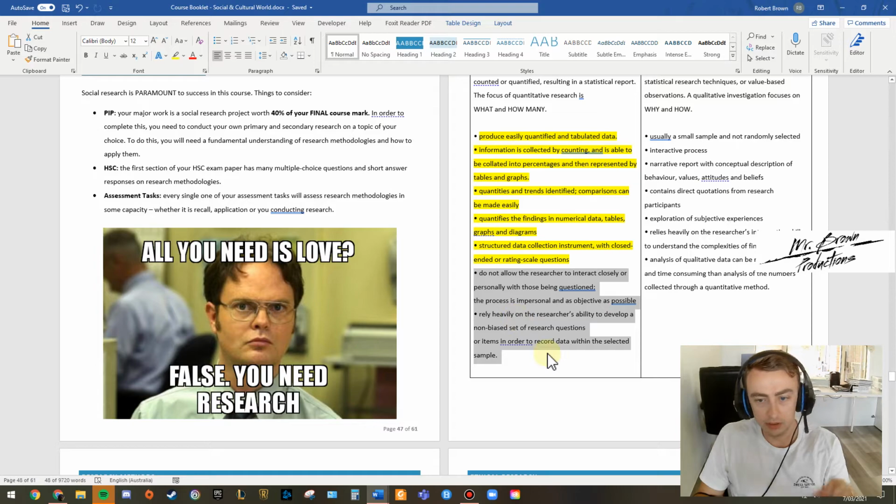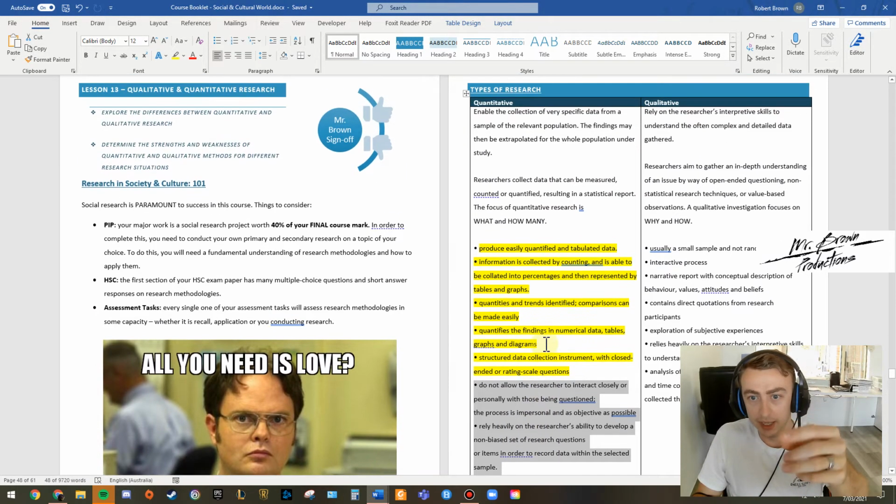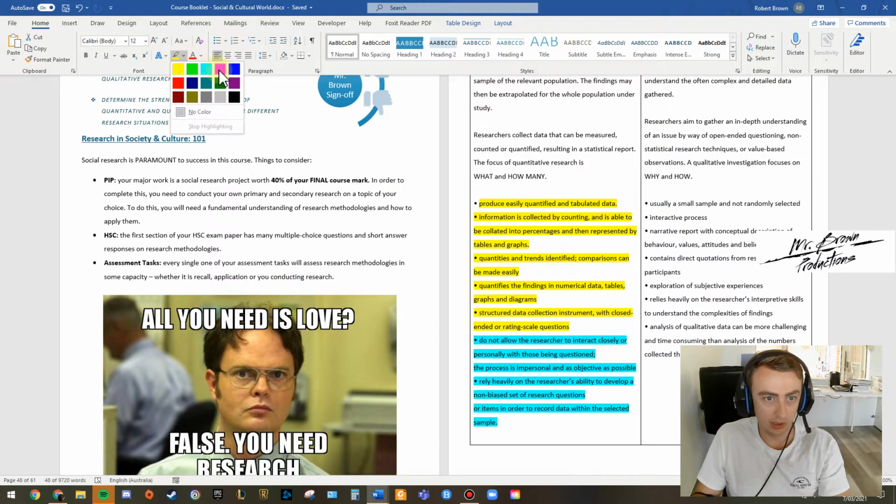You now need to get your third concept card, and you're going to write quantitative on the front, and then in brackets underneath it write weaknesses. So these are the weaknesses of quantitative research. Sorry, I'll put it in blue.